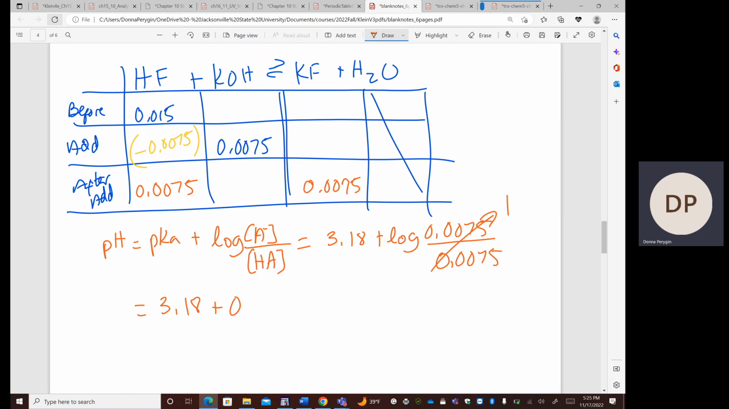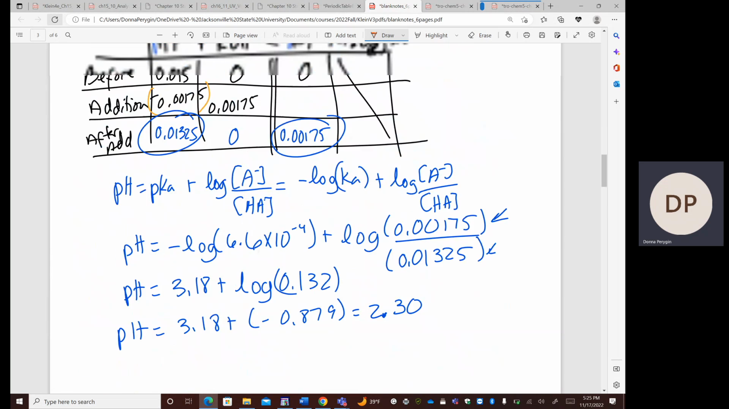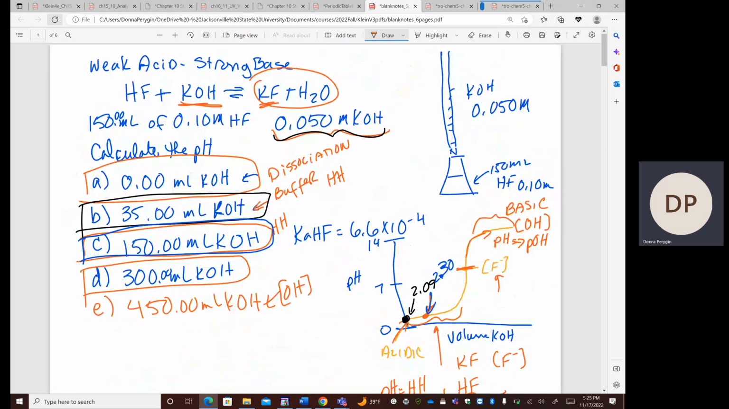So at the point where you have equal moles of acid and its conjugate base, the pH is equal to the pKa. And this is called the half equivalence point.